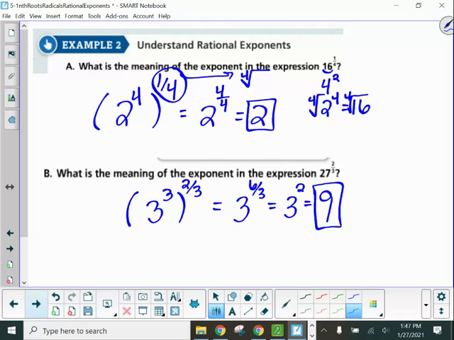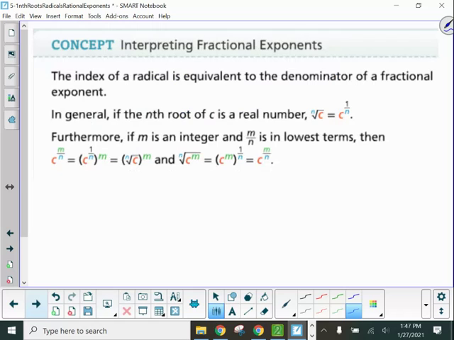And that is very important whenever you have rational exponents. This is your concept here. If we interpret, it says interpreting fractional exponents. Your index of your radical is equivalent to the denominator of a fractional exponent.